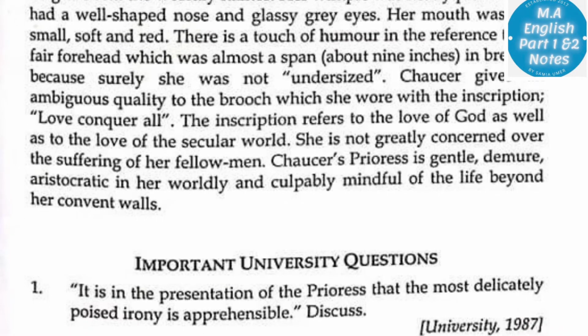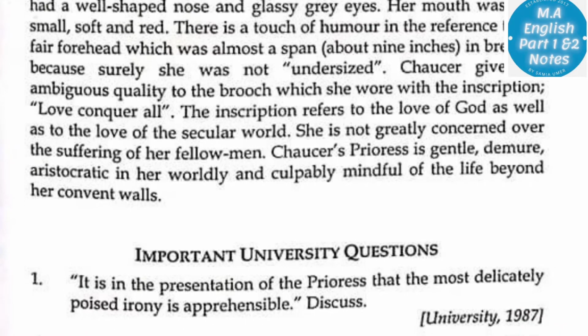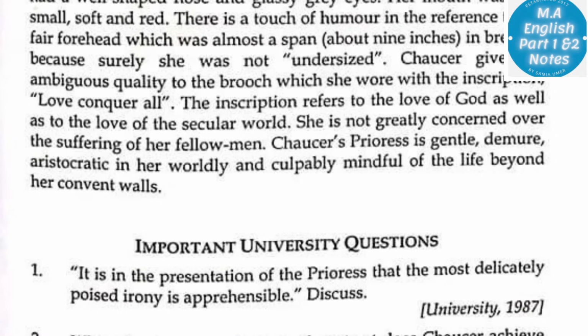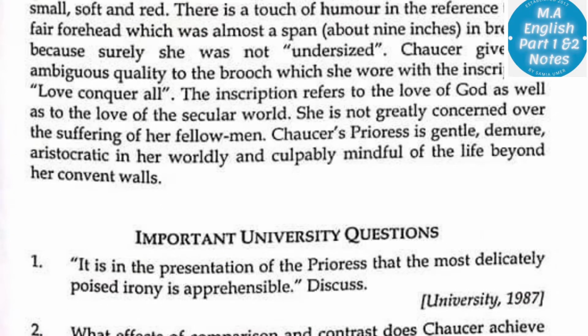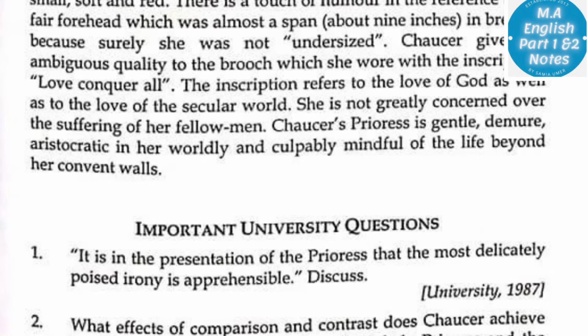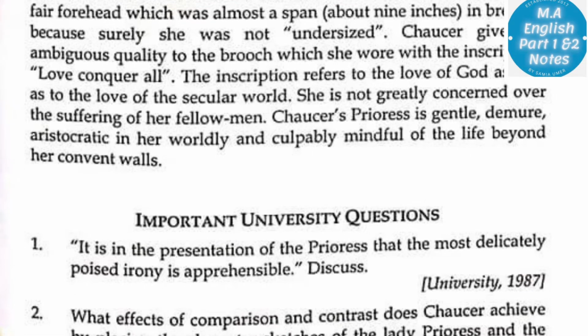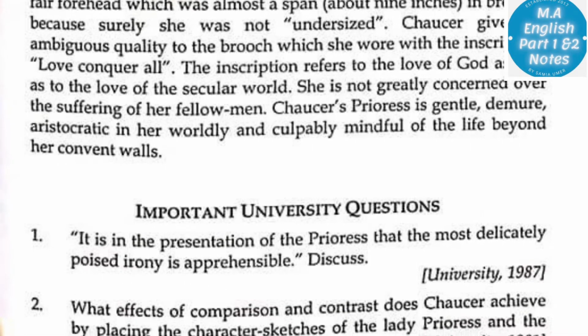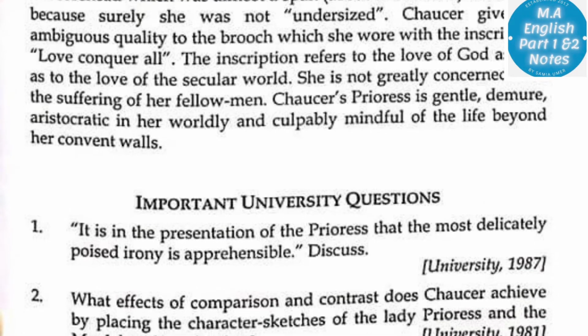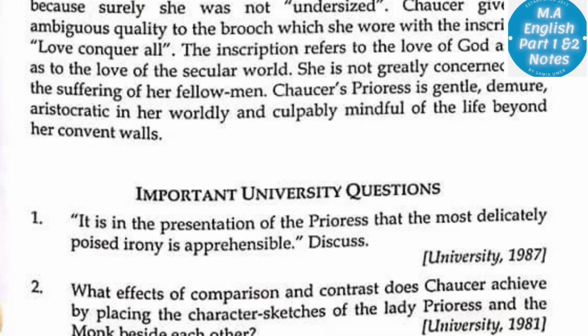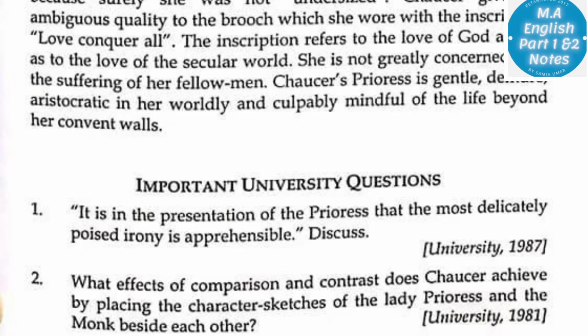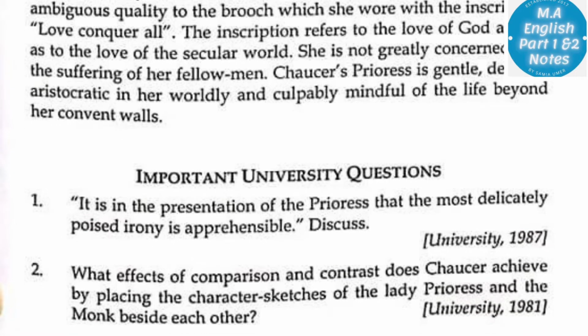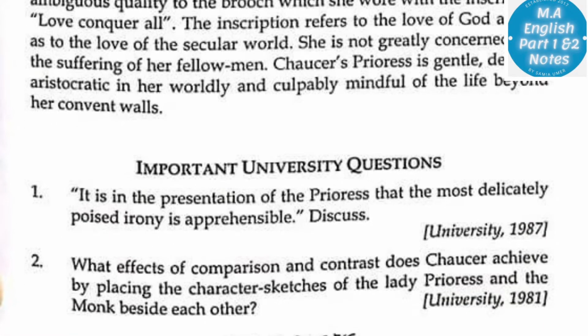Chaucer gives an ambiguous quality to the brooch which she wore, with the inscription "Love conquers all." The inscription refers to the love of God as well as to the love of the secular world. She is not greatly concerned over the suffering of her fellow men. Chaucer's Prioress is gentle, demure, aristocratic in a worldly way, and culpably unmindful of the life beyond her convent walls.